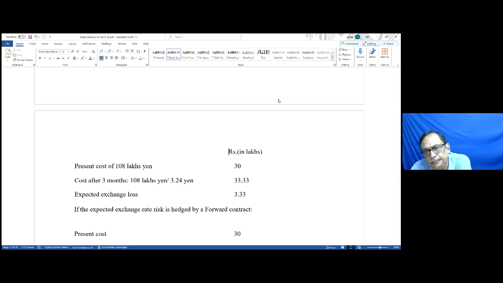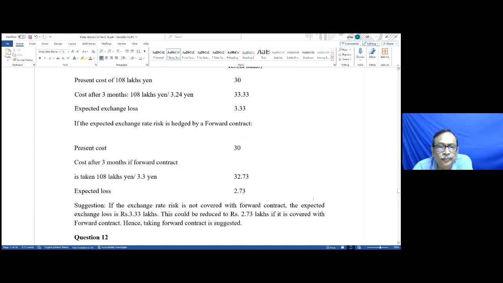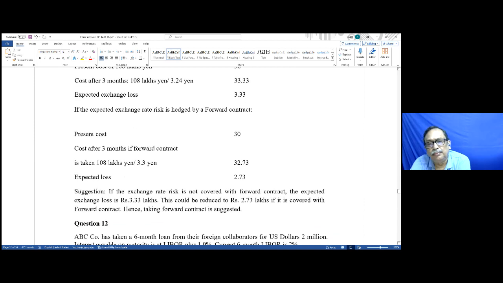Cost after 3 months, 108 lakhs yen divided by 3.24. That we have already got, 3.24 yen per rupee. So it comes to 32.73. So the expected loss is 2.73.